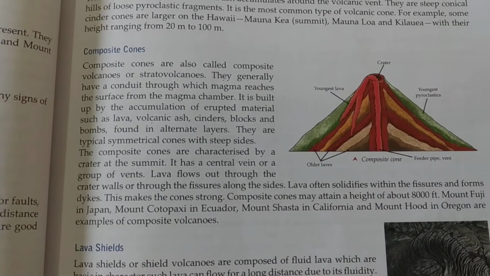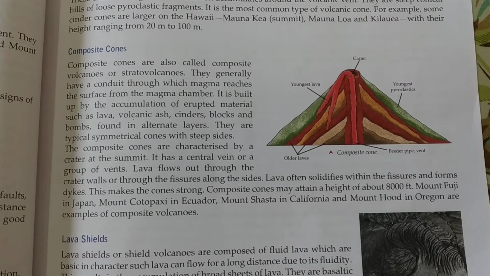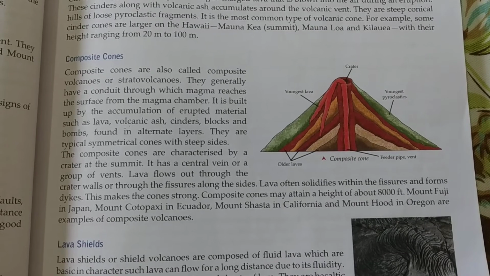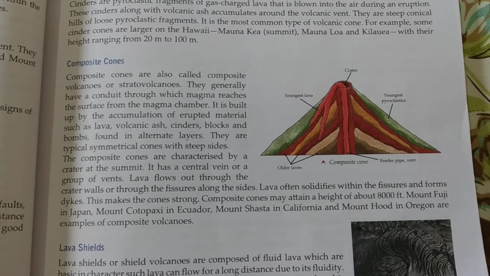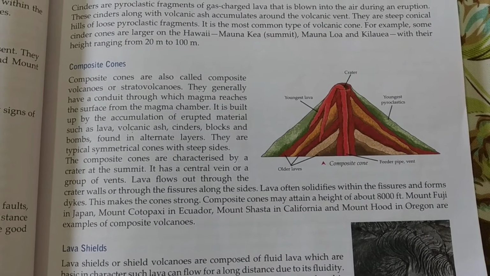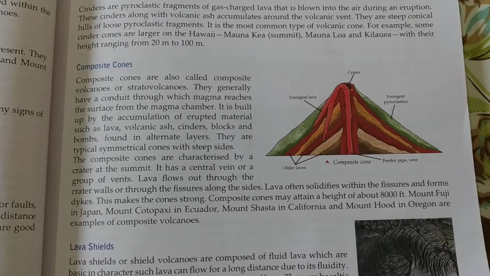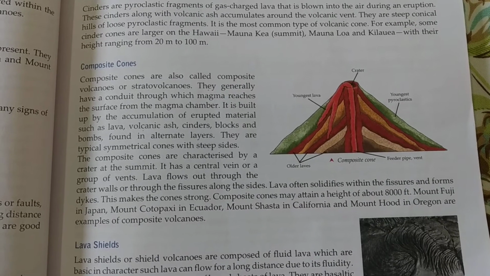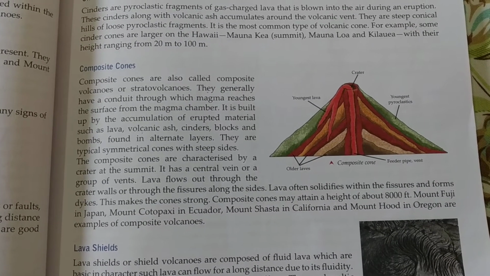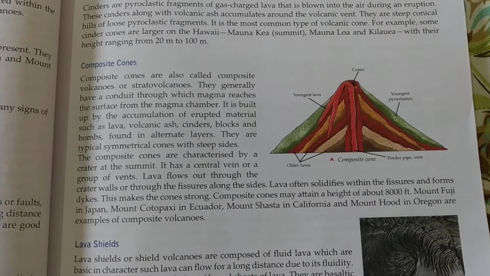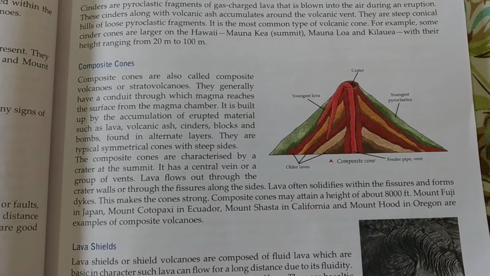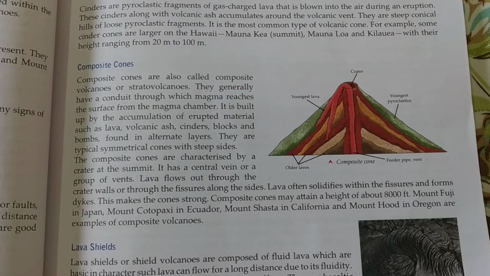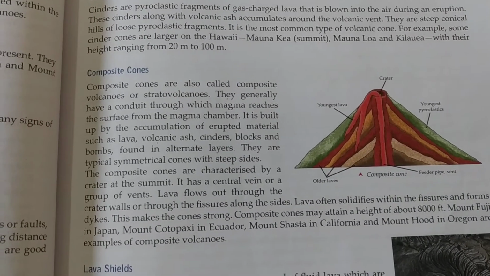That means there are some fissures, cracks alongside, and the lava often solidifies within the fissures and therefore forms dikes. That is, vertically the magma gets solidified. This makes the cone very strong. You will find this type of composite volcano in Mount Fuji in Japan, Mount Cotopaxi in Ecuador, Mount Shasta in California, Mount Hood in Oregon. So these are a few examples.